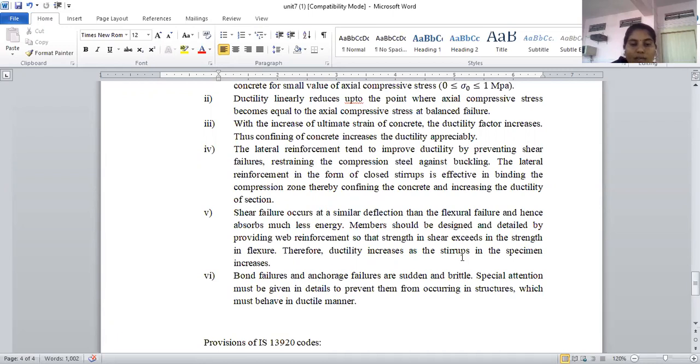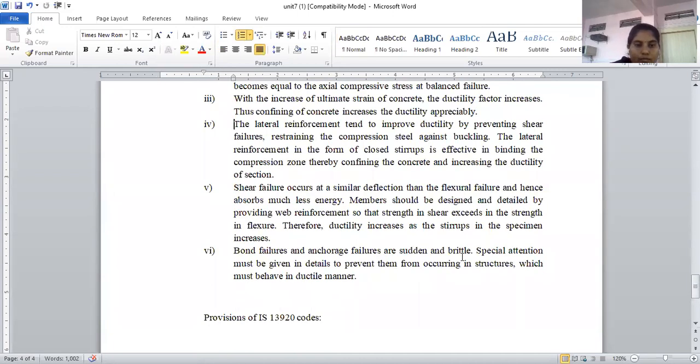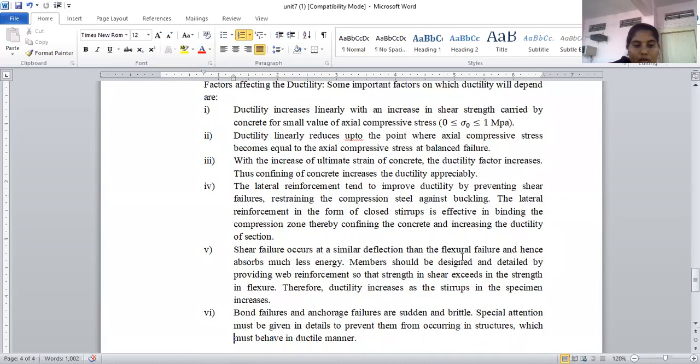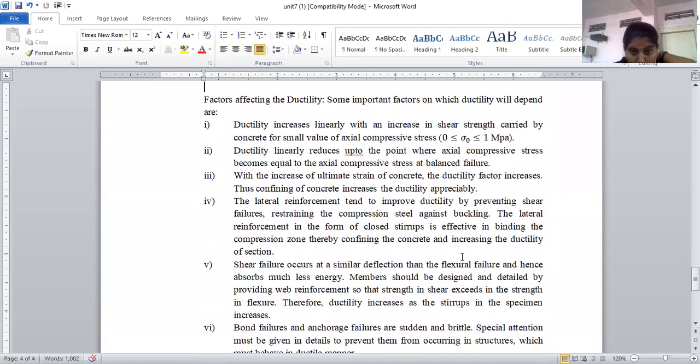And the last point here is that bond failures and anchorage failures are sudden and brittle. So we have to avoid such failures like bond failures and anchorage failures, and for preventing them we have to take care while constructing and designing the buildings. Okay, these are the 7 factors which affect the ductile detailing of RCC members. So I request all of you to write down these factors in your notebook.